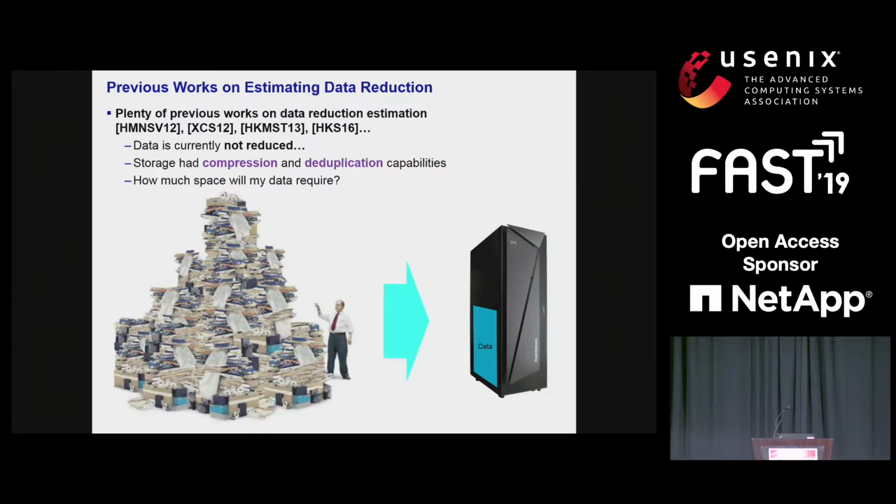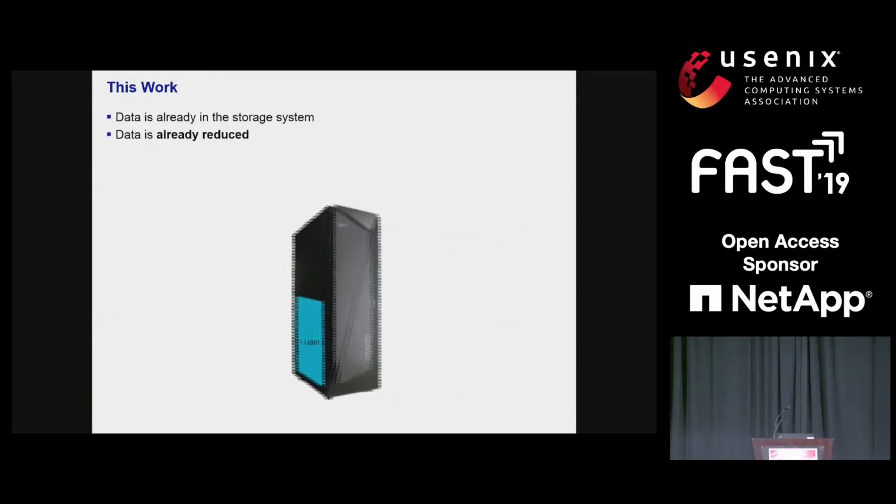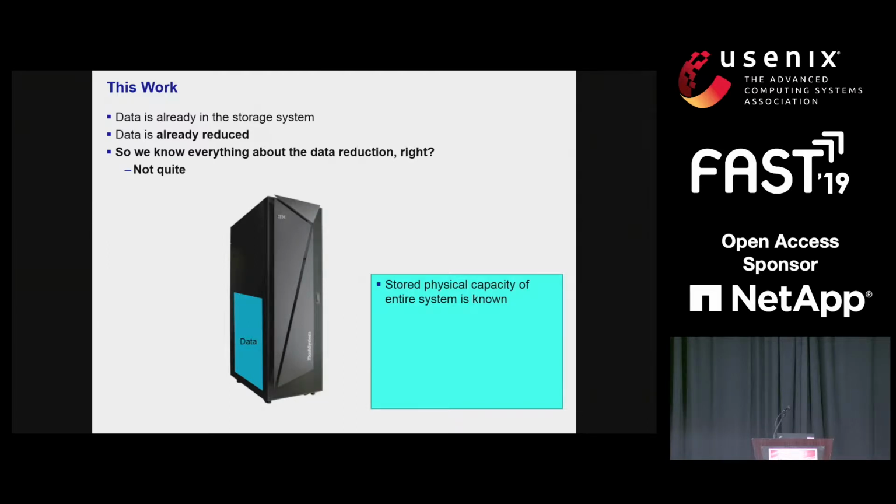The question now has changed because in this work, there's no longer this big pile of data outside of the system. This data is already inside the system. It has been reduced. It has been compressed. It has been deduplicated. So basically, we know everything about the data reduction of this data, or the system knows everything, right? Well, not quite. And the not quite is a tricky thing. The system knows, or most of the systems that do this, what they do know very well is how much capacity the entire system is storing, how much physical capacity is being used.